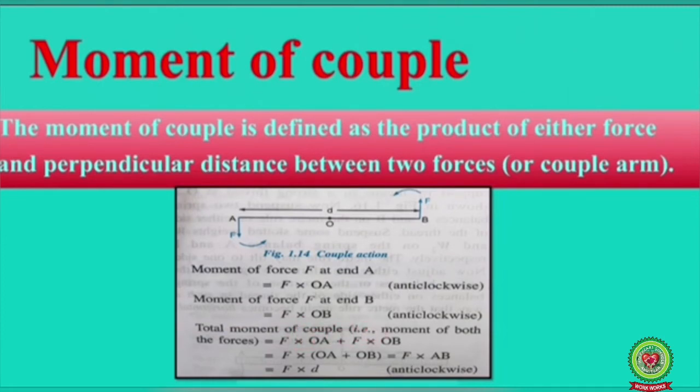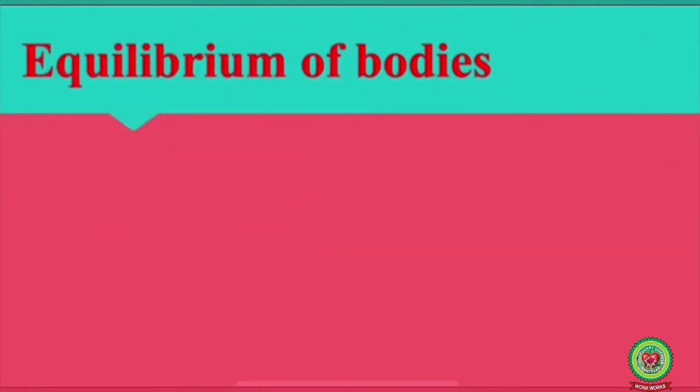F will come out as it is common. So we'll be left with F into OA plus OB, which is F into AB, because OA plus OB makes AB. Now AB is the perpendicular distance between two forces, that is AB is the couple arm. So the total moment of couple will be F into D, that is product of either of the force and couple arm.